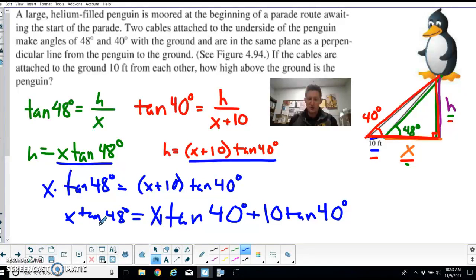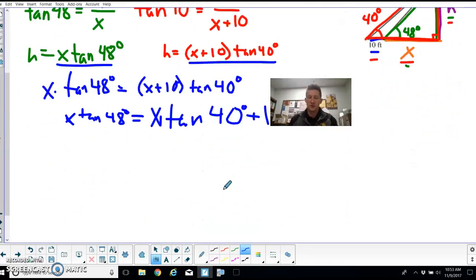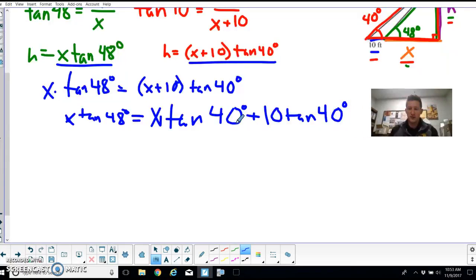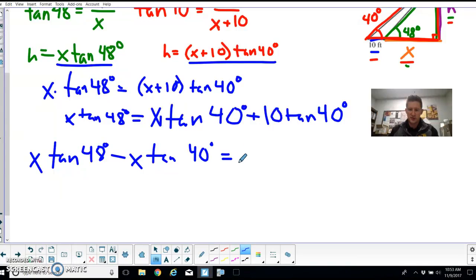Now I want to collect the variables on one side or the other. So the expressions with x, I'm going to move them together. So I'm going to subtract x tangent 40 and leave that alone. So we are going to have x times the tangent of 48 again. This is a lot of writing to do with the mouse. Bear with me here. Minus x times the tangent of 40 degrees equals 10 times the tangent of 40, which is still there.